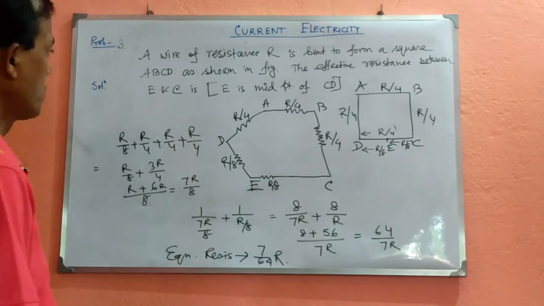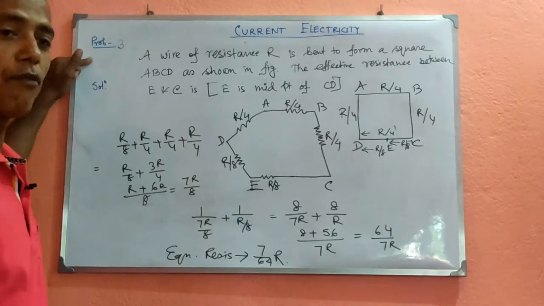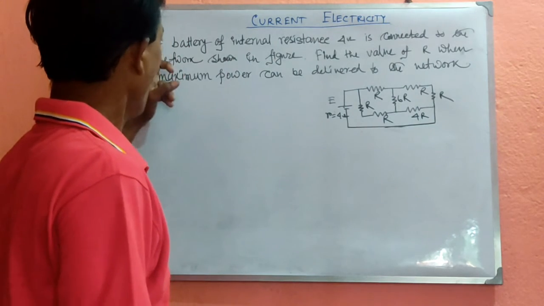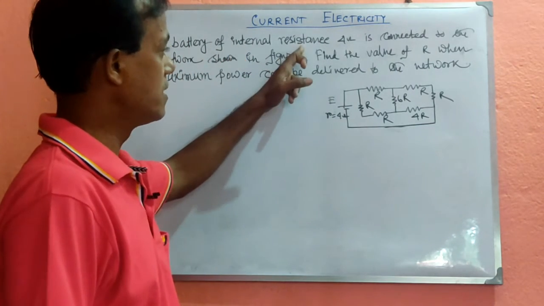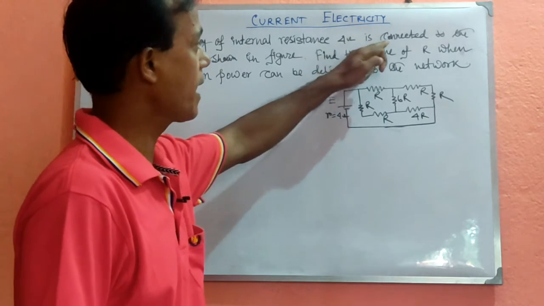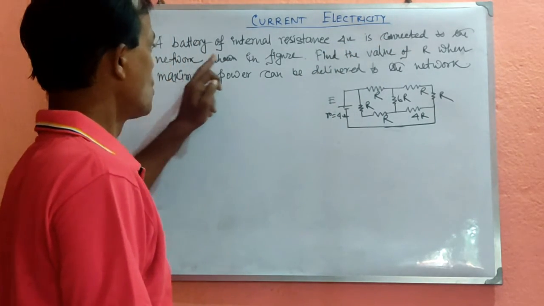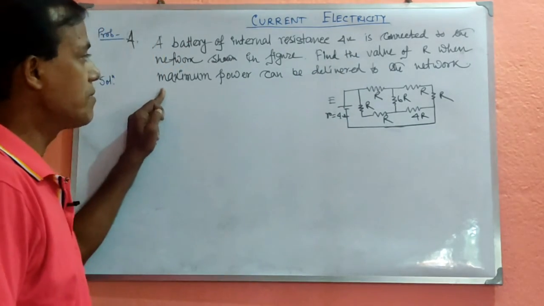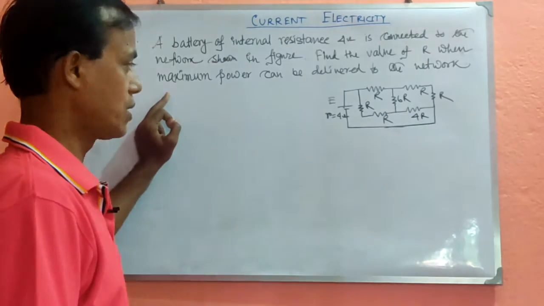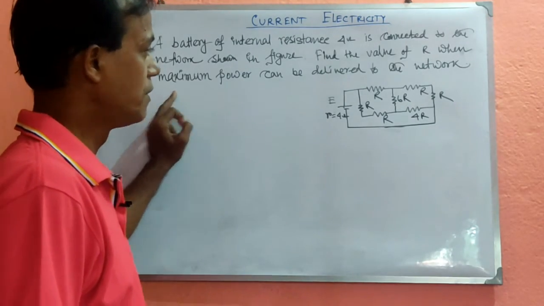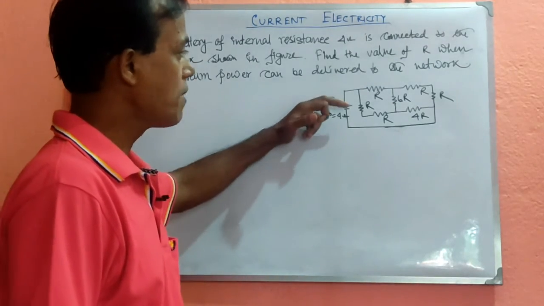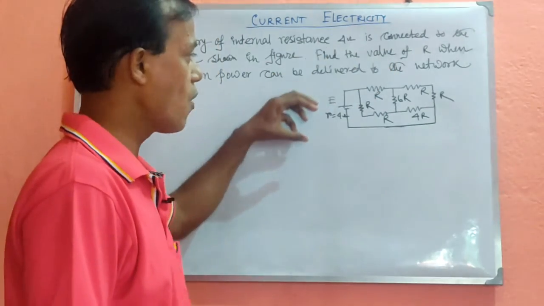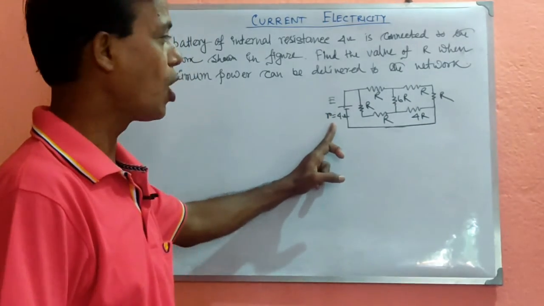Now we have to go in problem number 4. Okay, let's start with problem number 4. A battery of internal resistance 4 ohm is connected to the network shown in figure. Find the value of R when maximum power can be delivered to the network. To get maximum power, the total external resistance must be equal to the internal resistance of the battery.